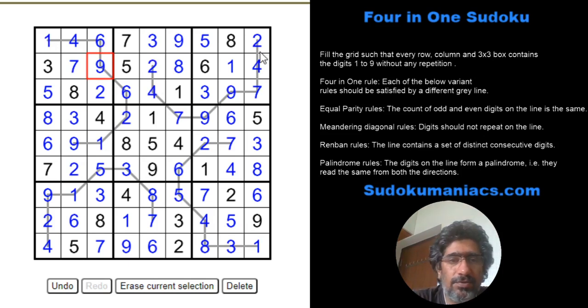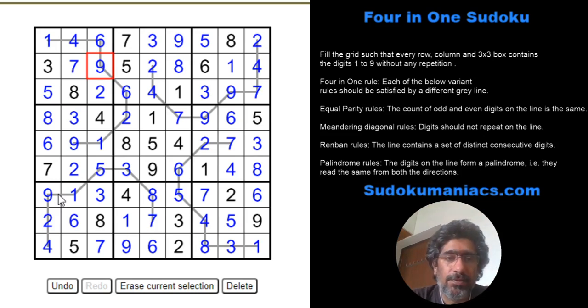2479, 9742, the palindrome is right. 1, 2, 3, 4, 5, 6, 7, 8, perfect. This was my Renban, because on this line I have 1, 2, 3, 4, 5, 6 is missing, 7, 8, 9. This was my meandering diagonal.